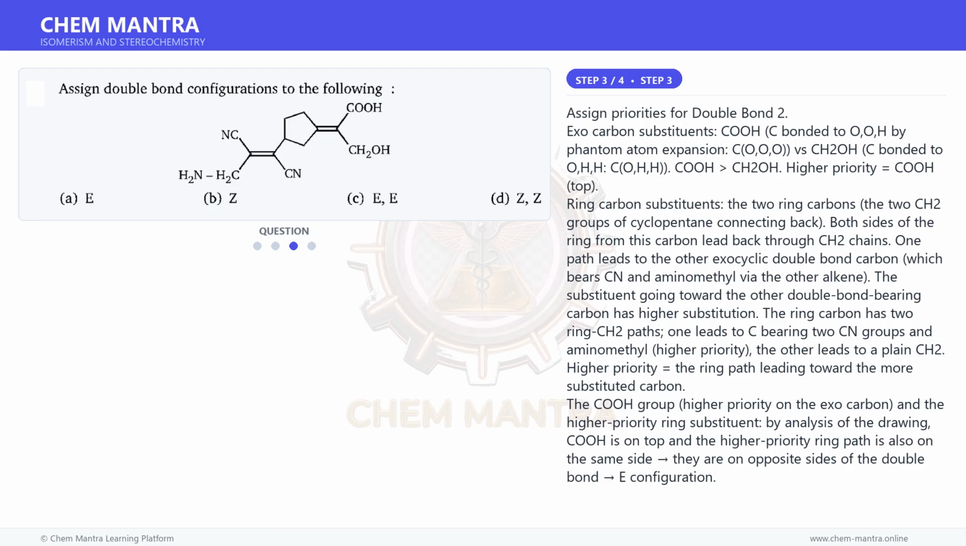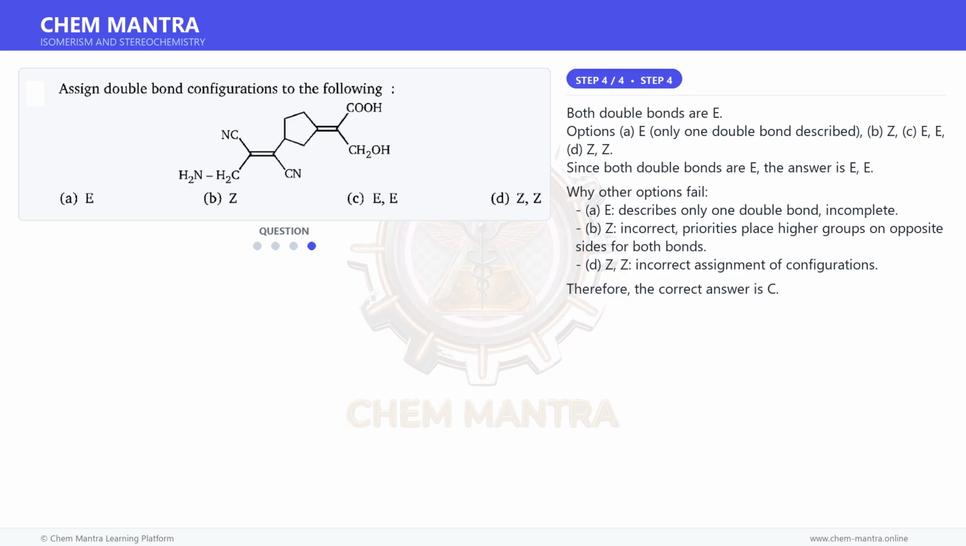The CO2H group is the higher priority on the exo carbon, and the higher priority ring substituent is determined by analysis of the drawing. CO2H is on top and the higher priority ring path is on the opposite side, so they are on opposite sides of the double bond, E configuration. And for the final step.